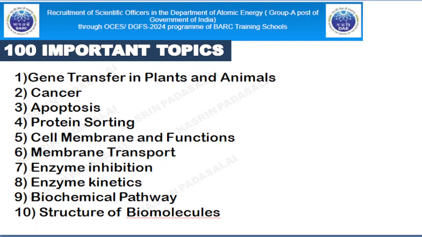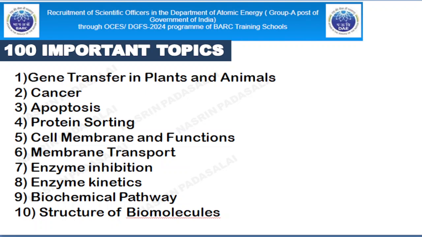Gluconeogenesis, glycolysis, pentose pathway, Krebs cycle, and all those pathways with regard to biochemistry. The most common pathways, and you also need to know the location, what the function is, and the energetics: how many ATP are generated, how many NADPH are generated, like that. Next, you need to study the structure of biomolecules. If you are studying carbohydrates, you need to know about epimers, anomers, all those things.